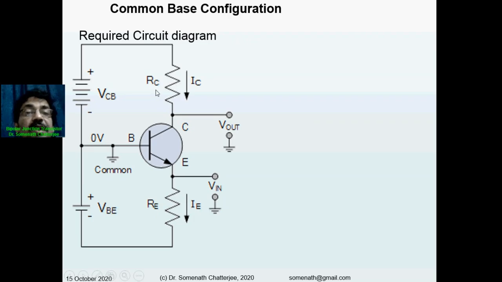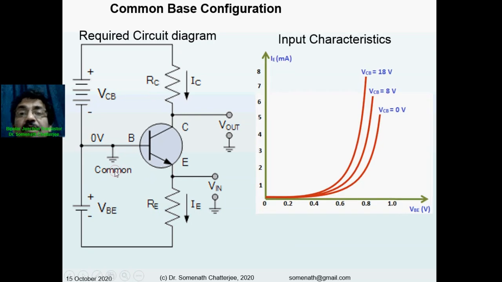Okay, so this is the collector resistance, this is called the emitter resistance, and this one is the base. The base is connected to the ground. Now for a particular voltage VCB, that means collector to base, we have to consider VCB equal to 0 volt, or we can give 8 volt or 18 volt. Then we will get different curves between VBE and IE. IE is the input emitter current.